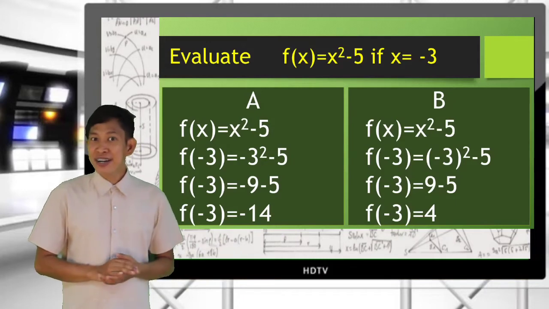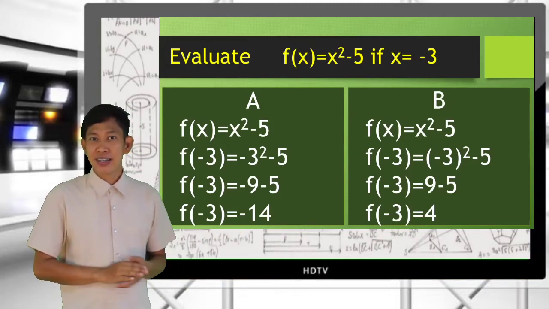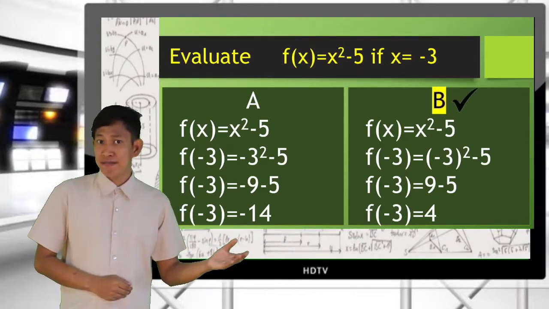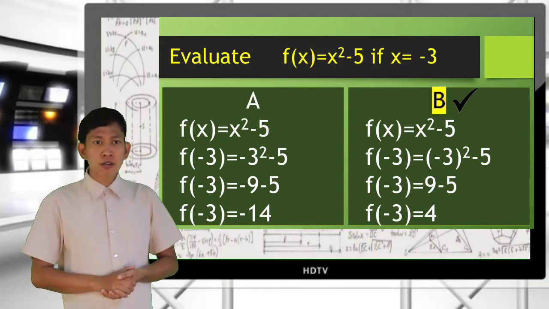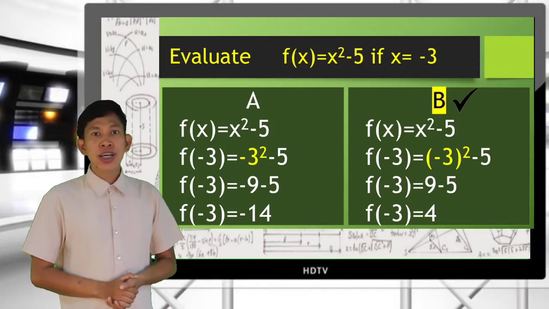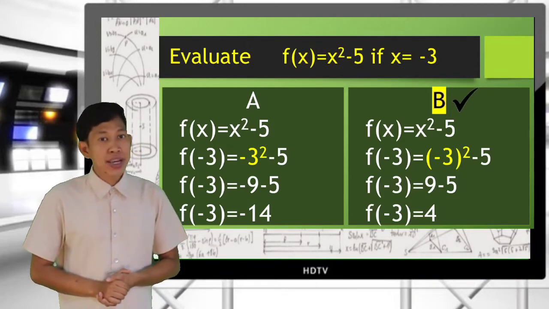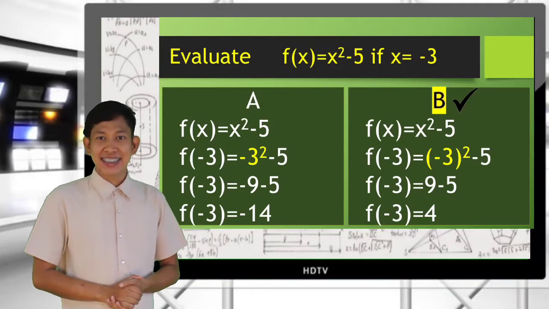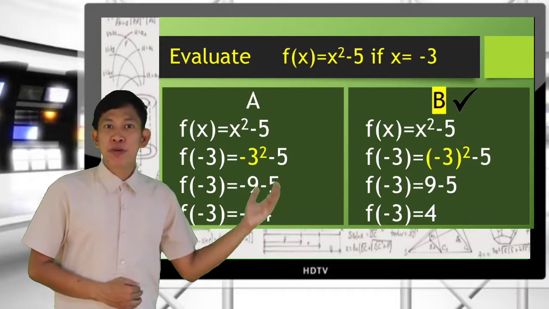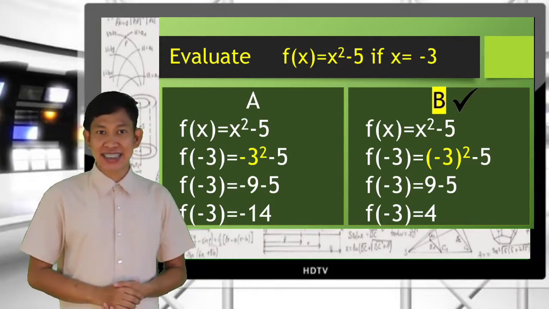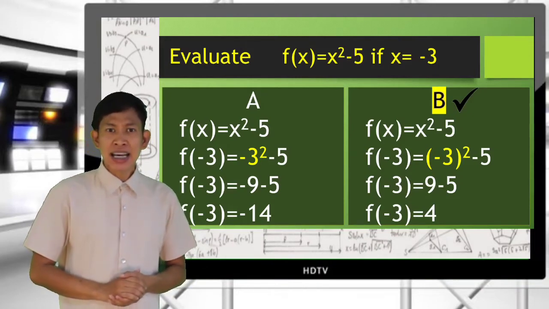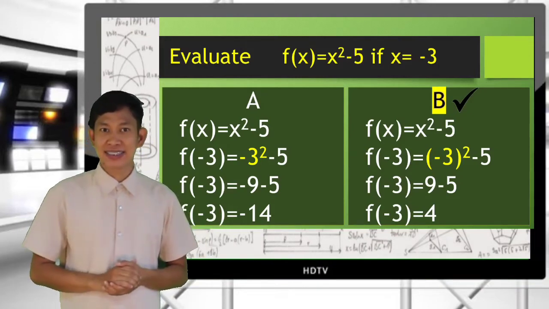The correct answer here is letter B. That is right. Observe this part of the solution. What makes A different from B or B different from A? That would be this, with the presence of a parenthesis. It is indeed a simple yet a powerful symbol in mathematics that can make a big difference.